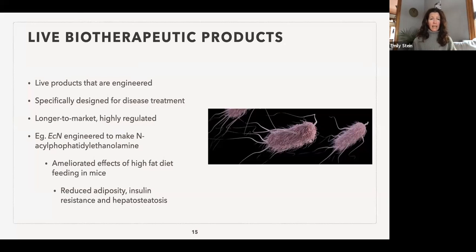One is actually an E. coli that's been engineered to make a phosphatidylethanolamine product that has been shown to ameliorate the effects of insulin resistance and adipose tissue growth in obese animals that are fed a high-fat diet. And so it has obvious implications in production animals, and also in human healthcare as well.